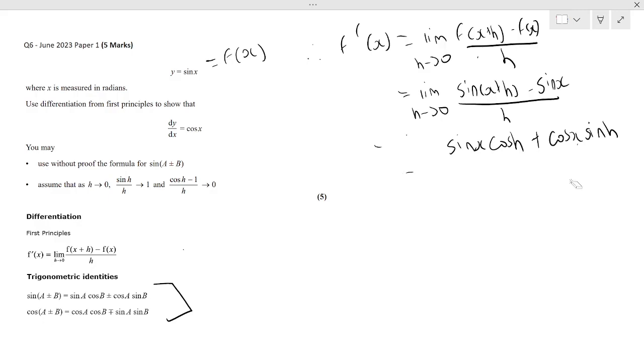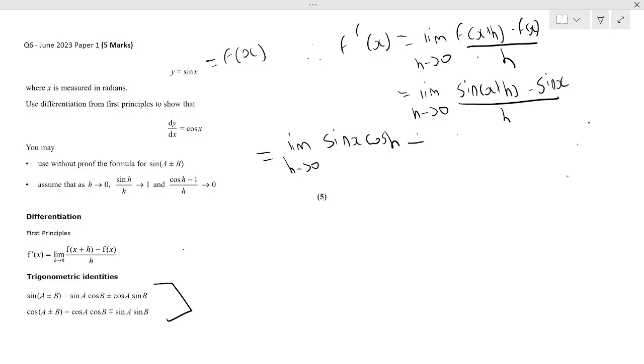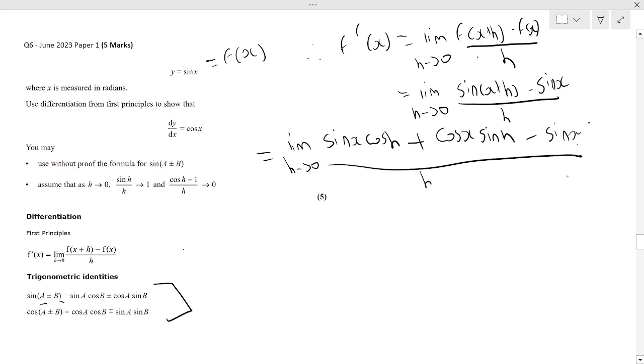I don't have much room here, so I'm going to rewrite it. Let's move it over here. That will be lim as h tends to 0 of sine x plus h, which will go to, as I said, sine x cos h plus cos x sine h. So all I've done here, by the way, is replace the A and the B in the formula with x and h, right? Then that's minus sine x, which we have here, and then that's all over h.